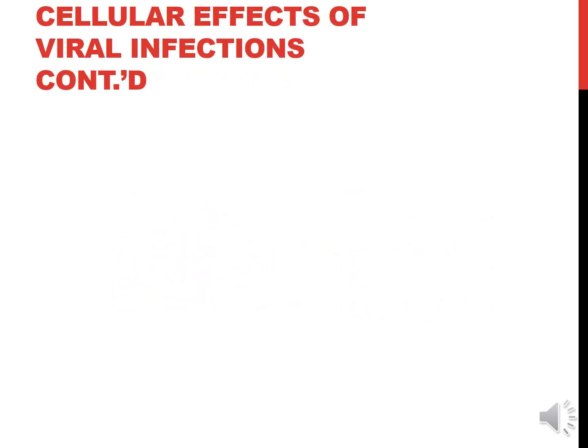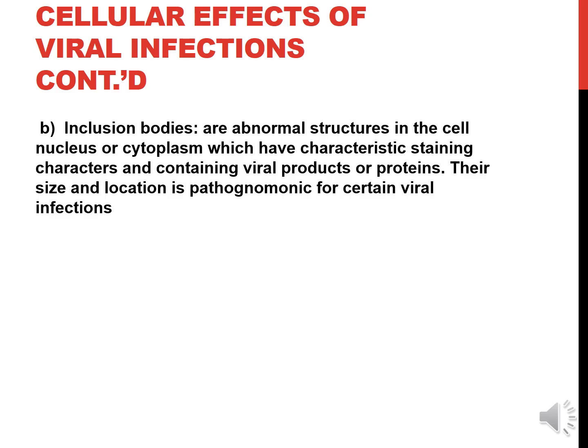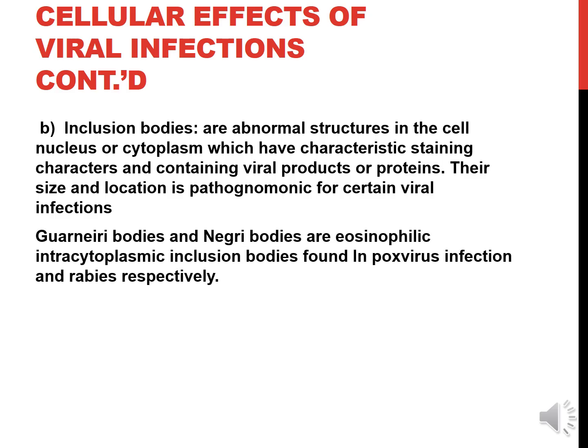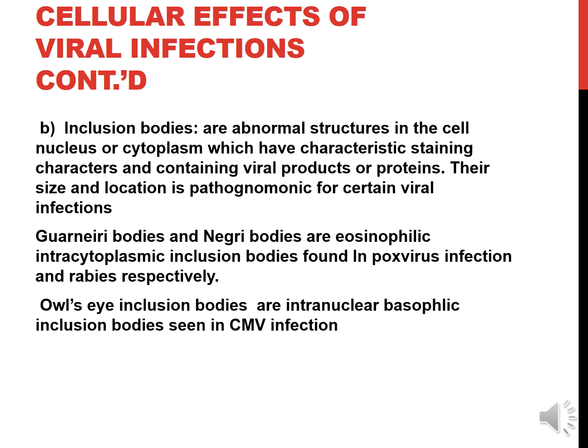So cellular effects of viral infections. The second part is the formation of inclusion bodies, which are abnormal structures in the cell nucleus or cytoplasm, which have characteristic staining and characteristic viral products or protein. The size and location are pathognomonic for certain viral infections. For example, Guarnieri bodies and Negri bodies are eosinophilic intracytoplasmic inclusion bodies found in pox viruses and in rabies respectively. So Guarnieri bodies are found in pox virus, and Negri bodies, I think even a little baby knows, are found in rabies virus. Also inclusions are found in CMV, which are intranuclear basophilic inclusion bodies.